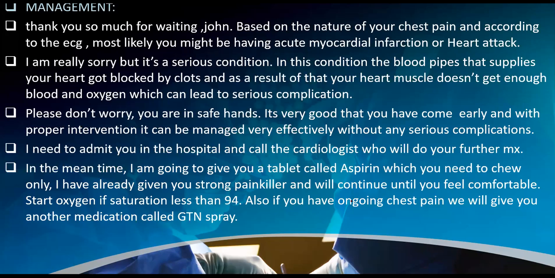And then you have to say whether it is an anterior MI, anterolateral MI, or inferior MI. Anterior MI is when there is ST elevation only in V1 to V6. When, along with V1 to V6, lead 1 and aVL also have ST elevation, that becomes anterolateral MI. Inferior MI means leads 2, 3, and aVF have ST elevation.